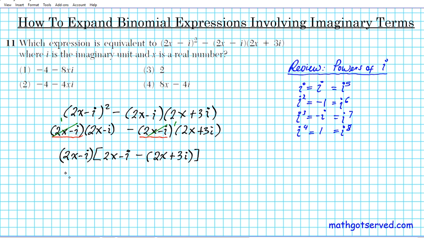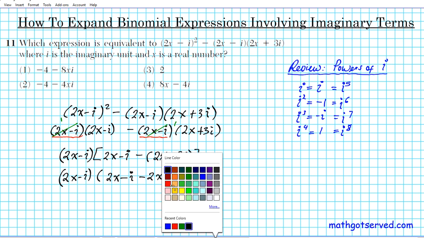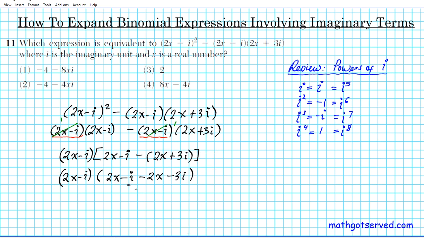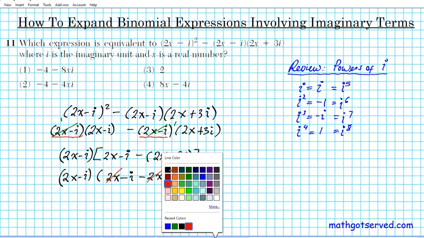Alrighty, so now we have 2x minus i times, and now this is what I was talking about. Just bring down the 2x minus i, distribute this minus to these two terms, so we have negative 2x, and this other term also becomes negative 3i. Alright, so watch out for that. Now let's simplify the quantity in the second parenthesis, the like terms that can be combined. Positive 2x and minus 2x are opposites, they add up to 0.